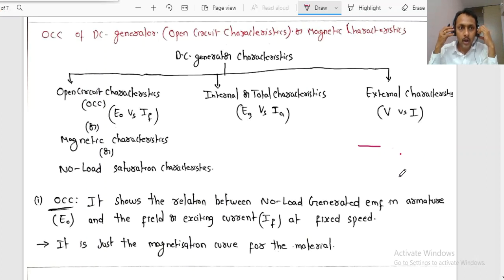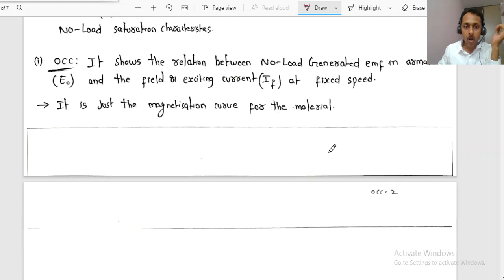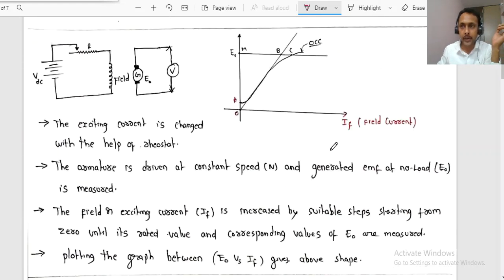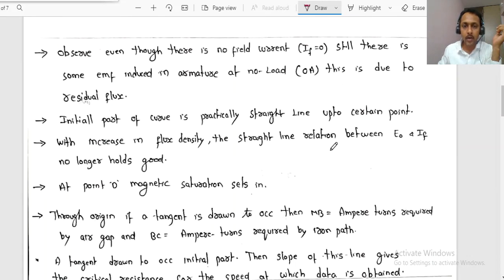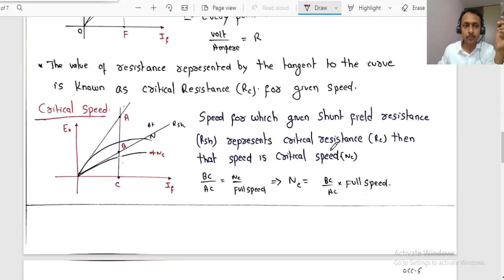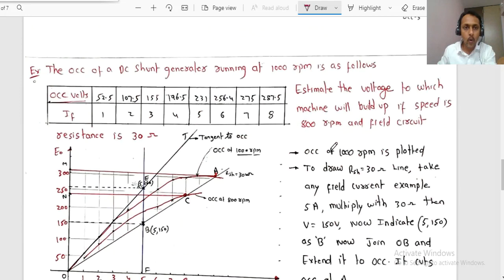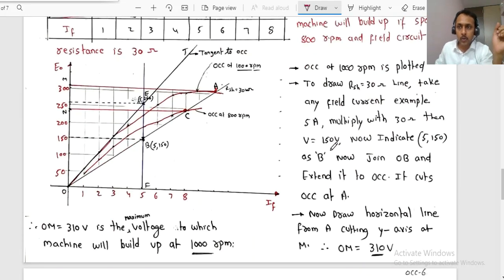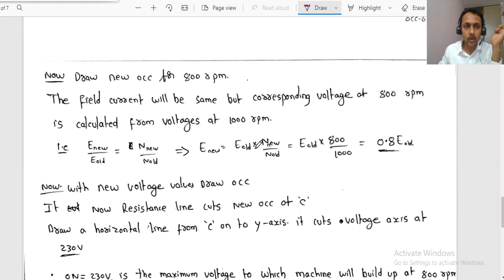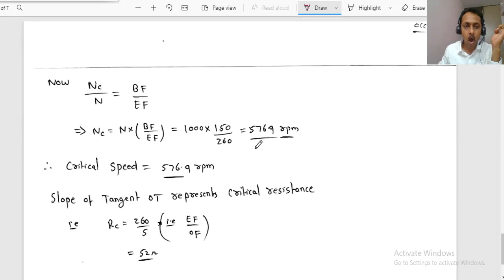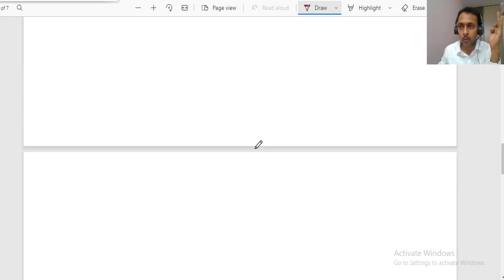In this video, we are going to discuss the OCC of a DC generator, the open circuit characteristics or magnetic characteristics of a DC generator. We will also see the different graphs, names and terminology, the different variables we have, and how to find the critical speed and critical resistance. We will also do one example on this topic so that you clearly understand the important points, how to find the critical field resistance and critical speed. All those things will be covered in this video, right?